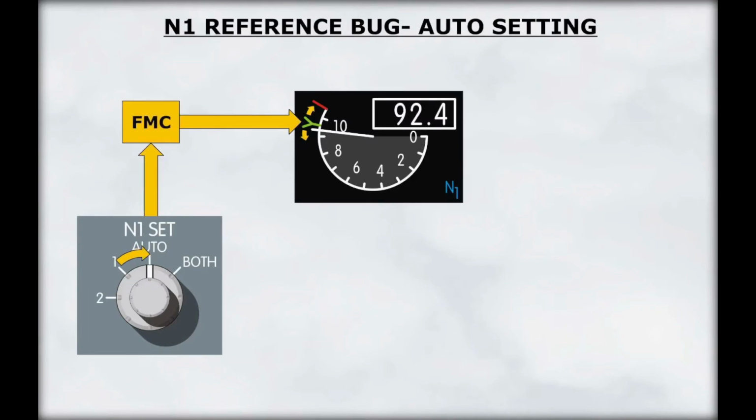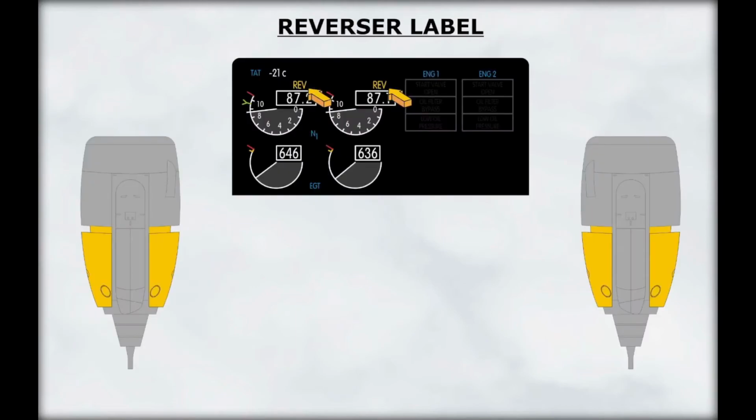When the knob is in the auto position, the FMC information controls the position of the reference bug by using data from the N1 limit and takeoff reference pages. When the reversers are deployed, an amber reverser label is displayed above the N1 indication when the associated thrust reverser is moved from the stowed position. The label turns green when the associated reverser is deployed, indicating that the lever may be moved further to increase reverse thrust.